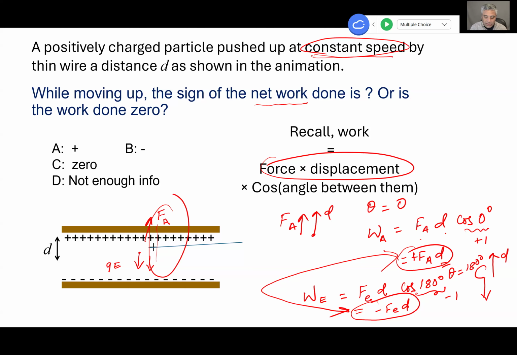If the question was the work done by this push force, the applied force, that would have been positive. Work done by the electric force would be negative. But in this case, it asks for net work done, so you need to add both of them. Since one is positive and the other is negative, and the forces are the same and the displacement is the same, the total becomes 0. Okay?